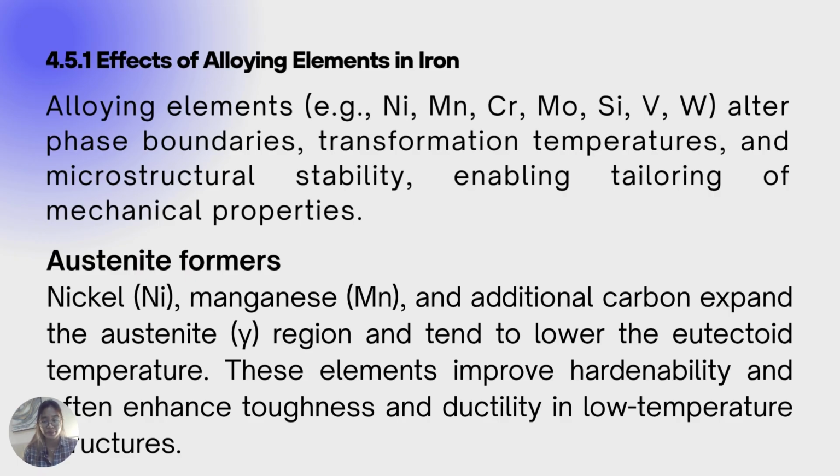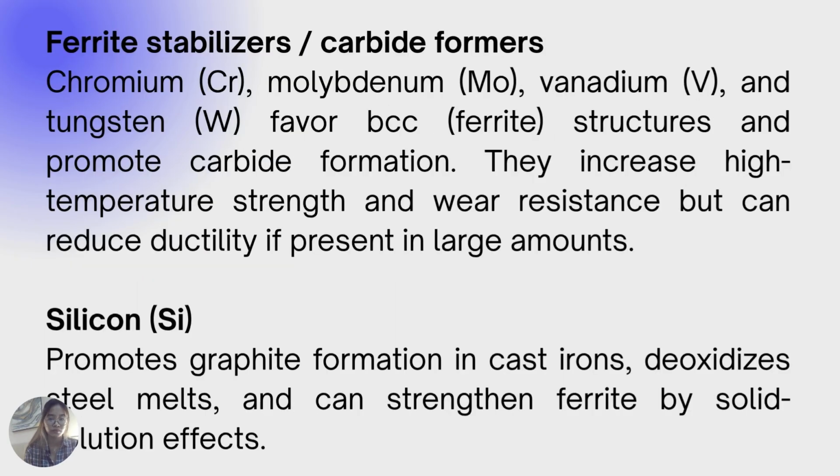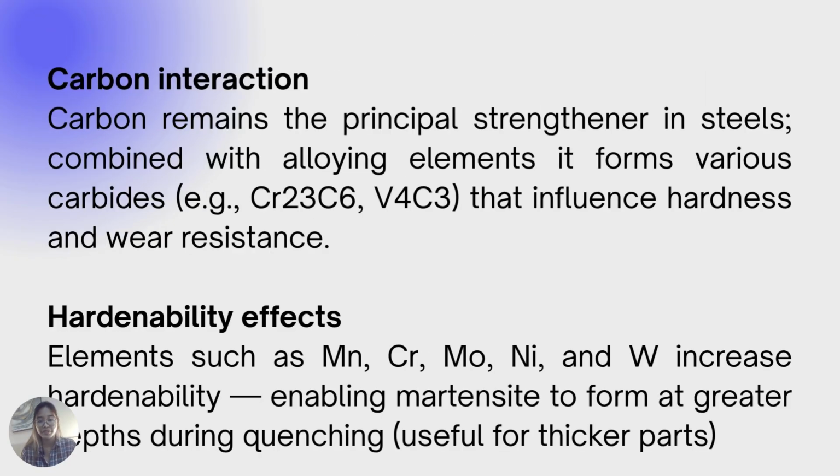Silicon has a different role. It promotes graphite formation in cast iron, acts as a deoxidizer during steelmaking, and slightly strengthens ferrite through solid solution effects. Carbon remains the primary strengthener in steels. When combined with alloying elements, it forms complex carbides, which significantly enhance hardness and wear resistance.